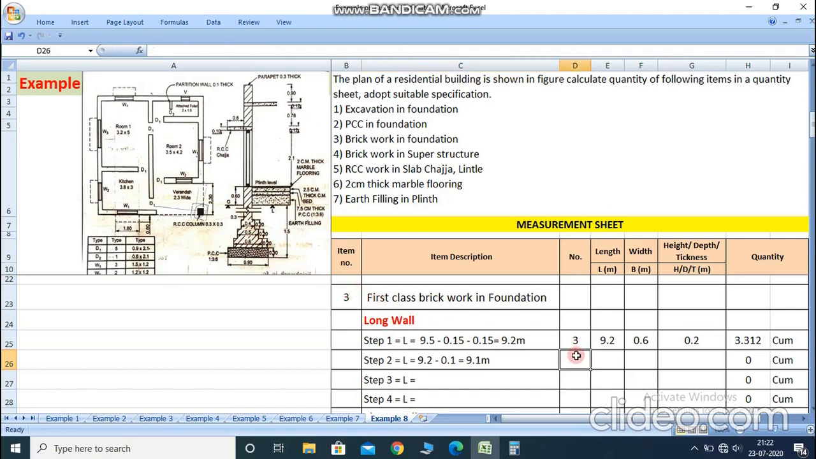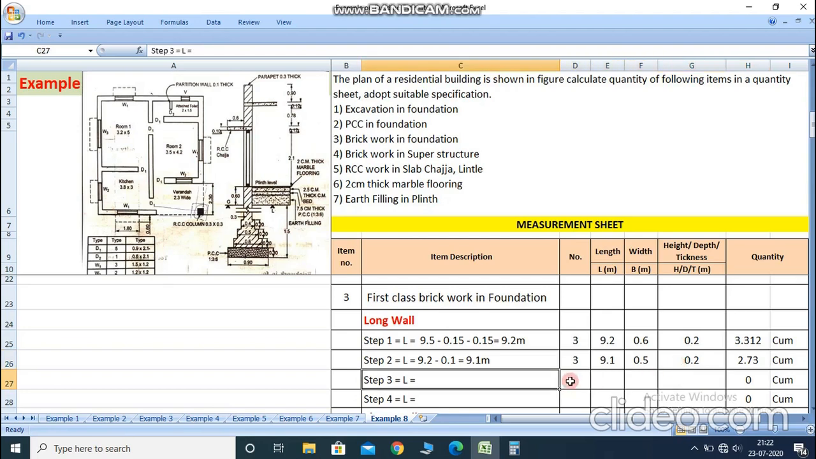So here the number of walls is 3, right here 9.1. Width is 0.5. Why do we write 0.5 here? Because we calculated the step 2 length. So 0.5, and after that thickness is given as 0.2. So here 2.73 cubic meter is the answer.